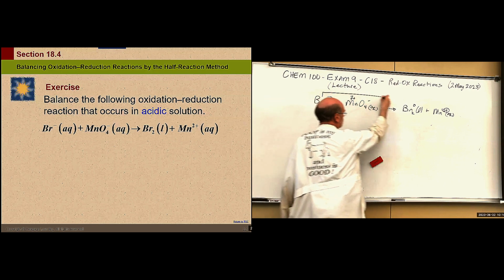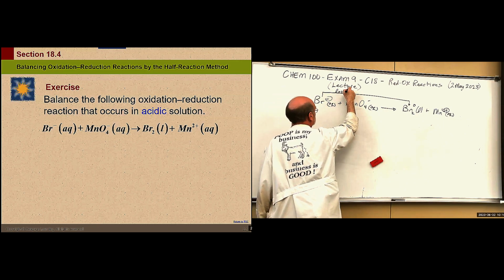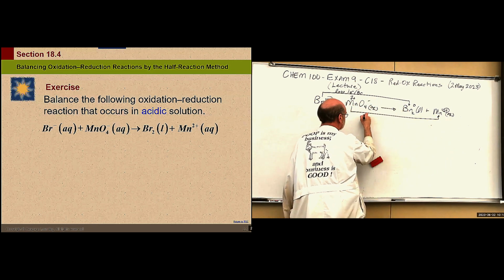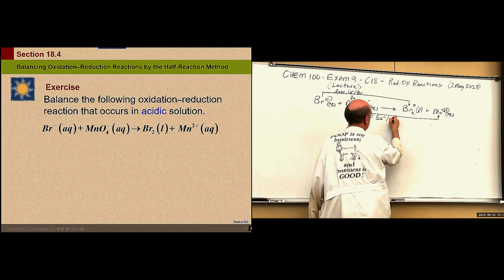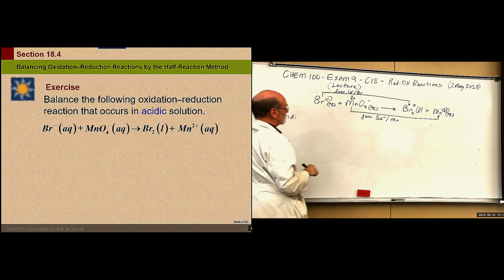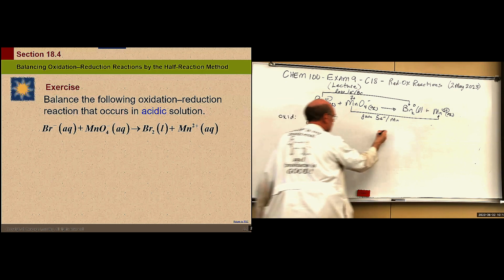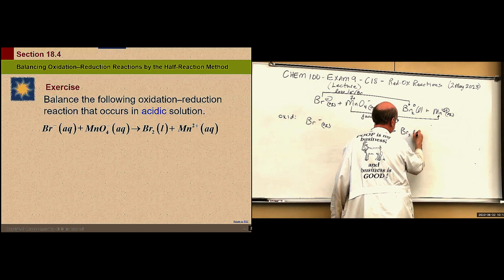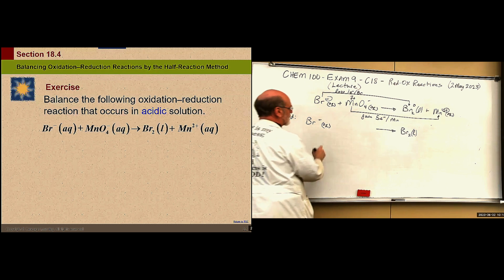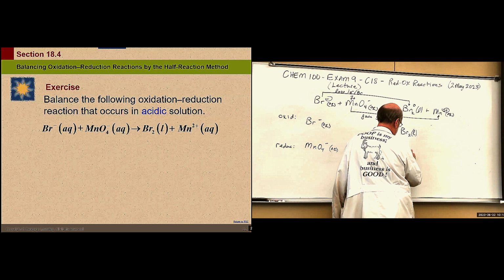So now we can determine which is which. This bromine goes from a minus one to a zero. It had to lose electrons. Loss of one electron per bromine. This manganese went from plus seven to plus two. It gained five electrons per manganese. Right? So, oxidation step. Loss of electrons, oxidation. So we got bromide ion yields bromine liquid. Reduction step is permanganate ion yields Mn2+ ion.